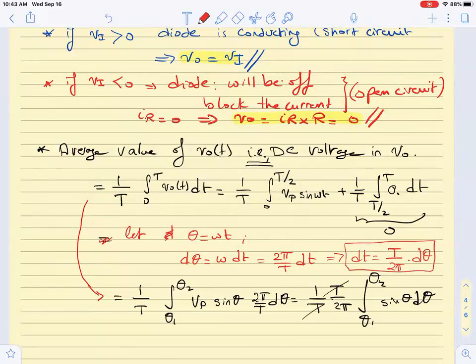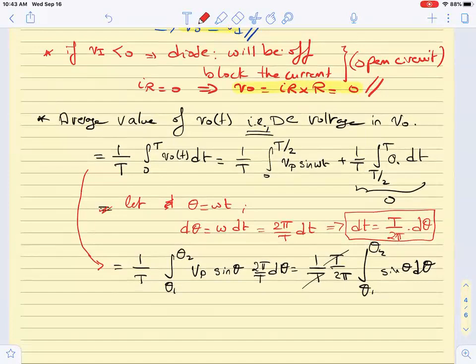Now what is theta 1 and theta 2? What is theta 1 and theta 2? Theta 1 is evaluated from omega t when t is what? What is the lower bound? 0. So this is equal to 0. Theta 2 is omega t evaluated when t is equal to big T. And this is equal to omega, which is 2 pi over T, times big T. So this is T over 2, sorry, times T over 2. So this becomes equal to what?